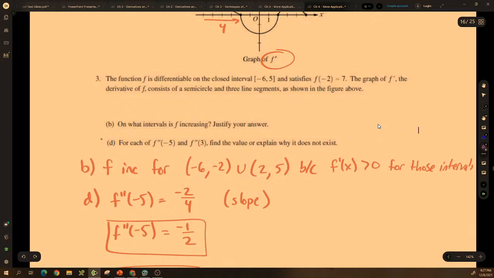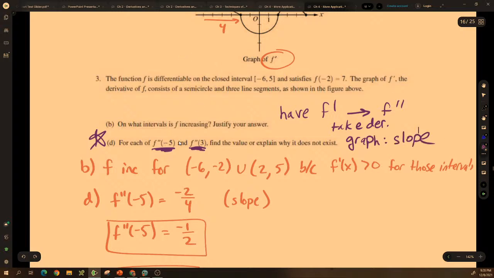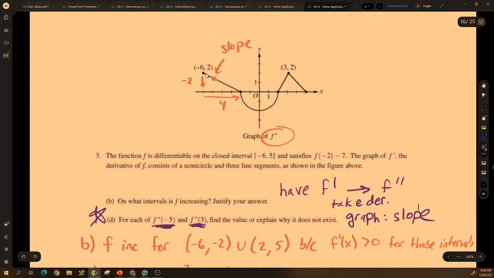Now the next one, D, this is the one I really want to focus on, is find f double prime of negative 5 and f double prime of 3, or explain why they don't exist. So if I have f prime, how am I going to get to f double prime? Well, we would take the derivative. And what is the derivative on a graph? On a graph, the derivative is the slope, right? The slope here. So here at negative 5, this is negative 5. I want the slope. This is a line, nice and easy. Just count down to the right 4. So the slope is negative 2 over 4, which is negative 1/2.